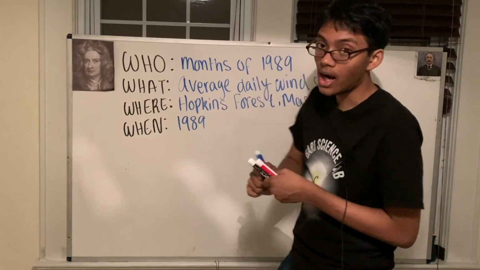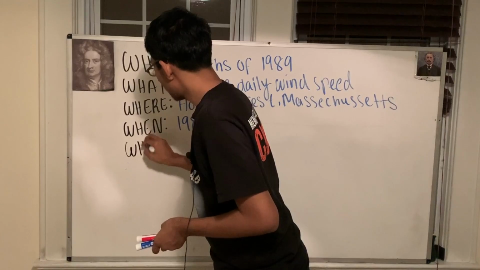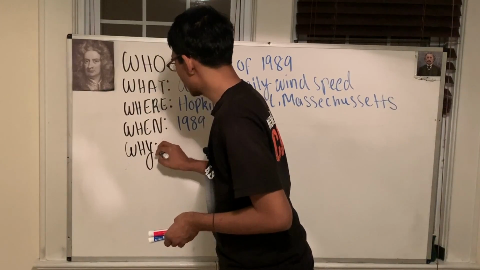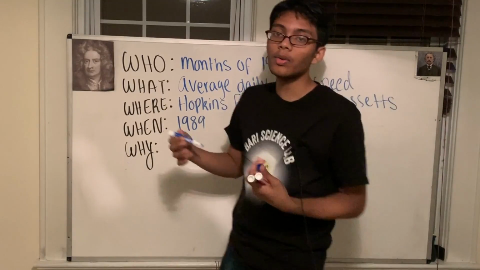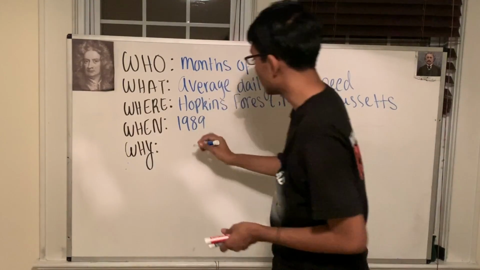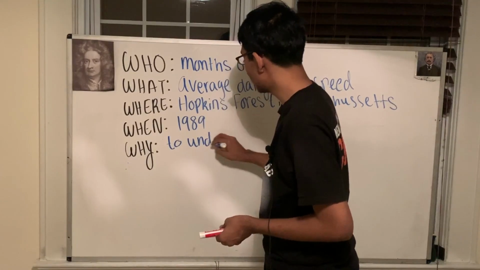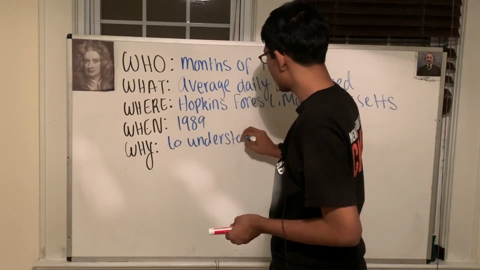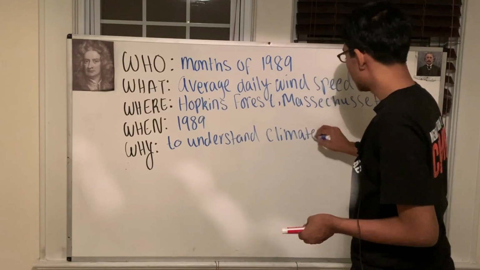And finally, why? Why are we doing this? Well, climate scientists generally examine temperature and wind speed data and these kinds of things just to get a global scale of how the climate is changing. So for why, we can write: to understand climate change.